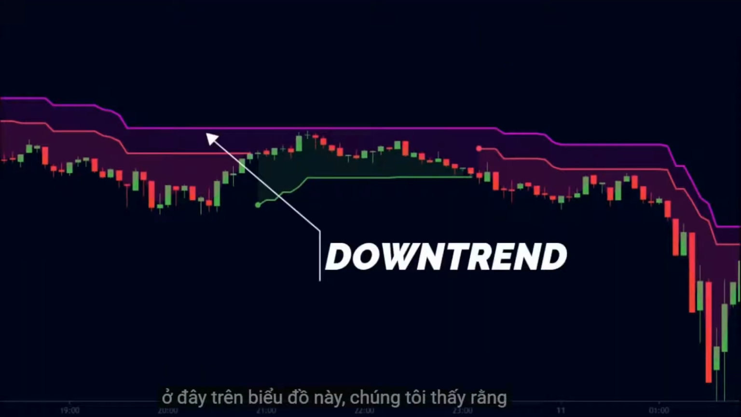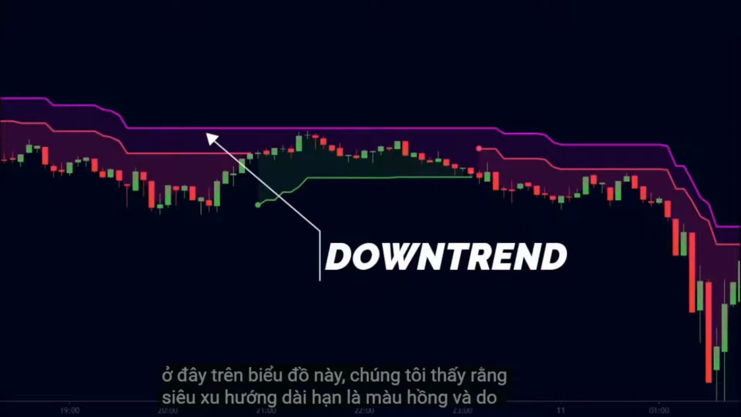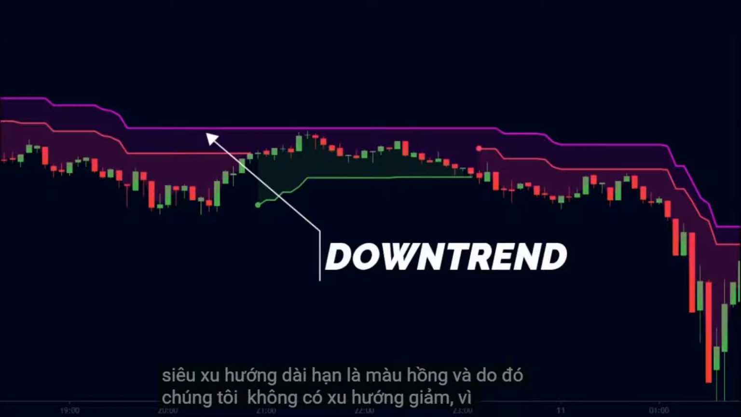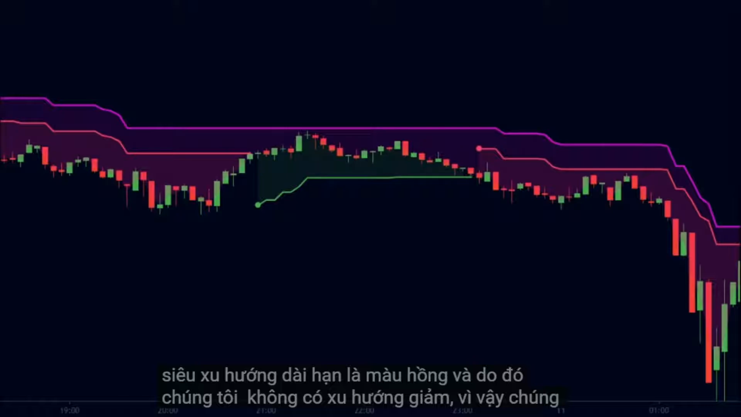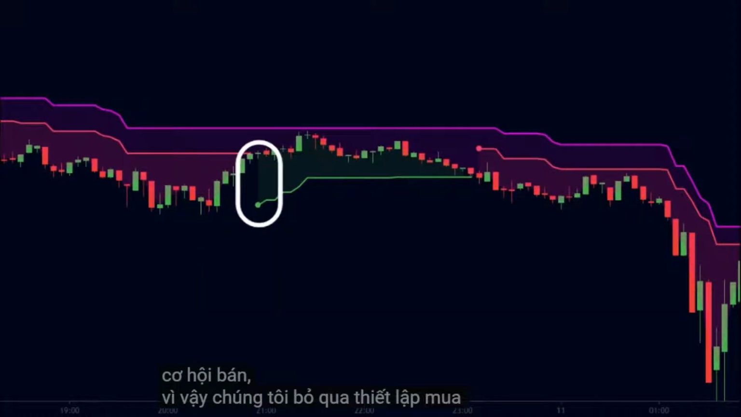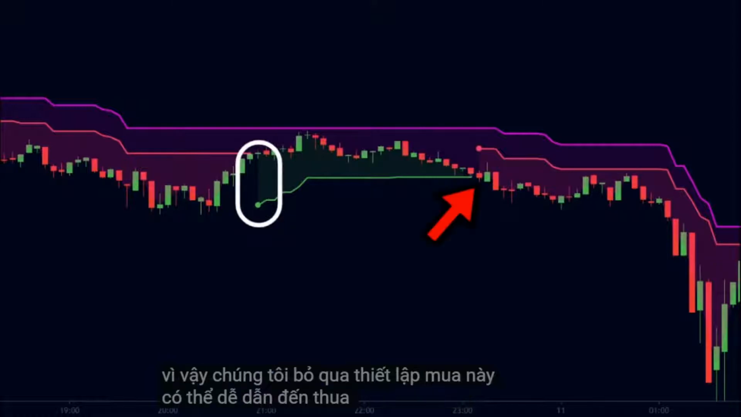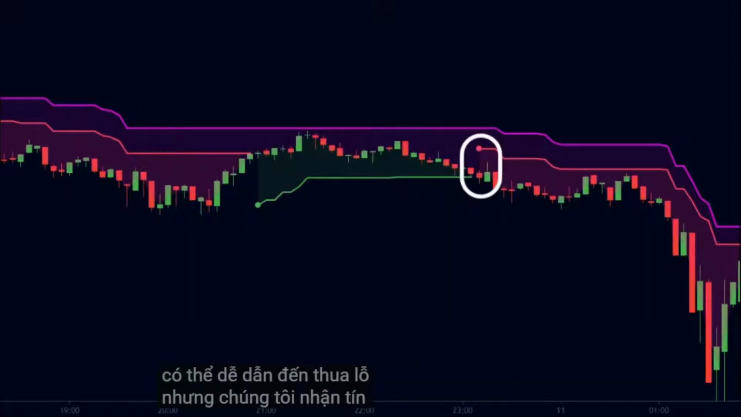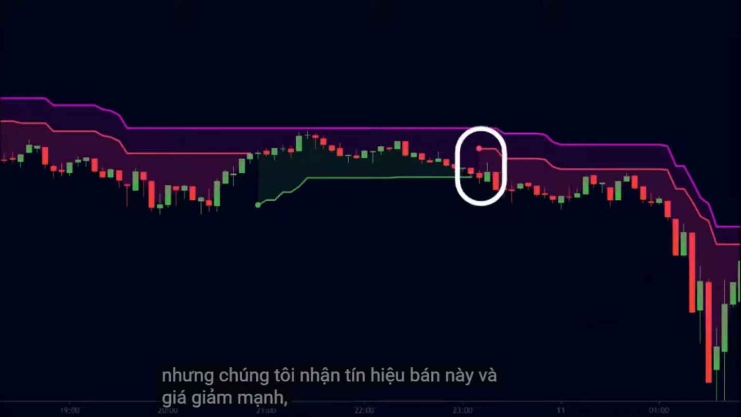Here on this chart we see that the long-term super trend is pink and hence, we are in a downtrend. So we will look at selling opportunities. So we ignore this buying setup that could have easily resulted in a loss. But we take this sell signal and the price makes a sharp down move.